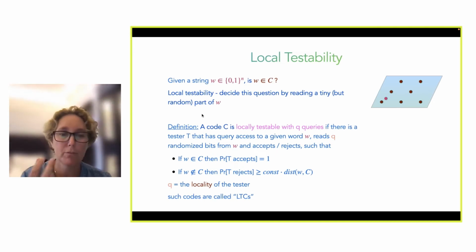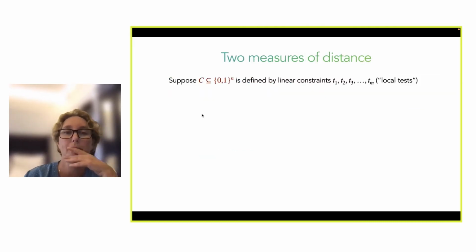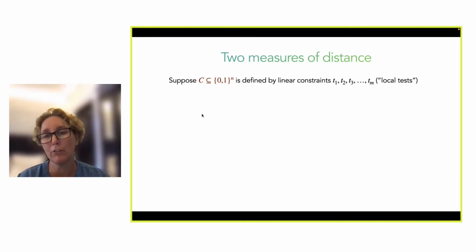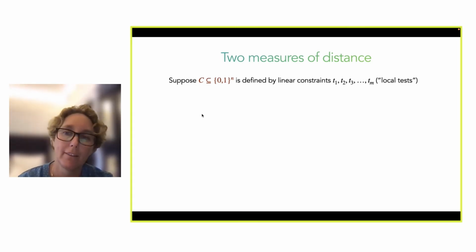The number of bits Q that the tester reads is called the locality, and codes that have such a tester are called locally testable codes. I want to also tell you a different measure of distance, and this is a different way to define locally testable code. Suppose you have a code like before, and suppose it is defined by a bunch of parity checks, a bunch of linear constraints. I call them T1 up to Tm, so they define my subspace.